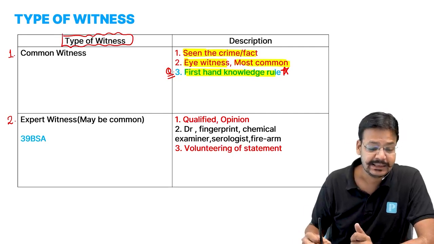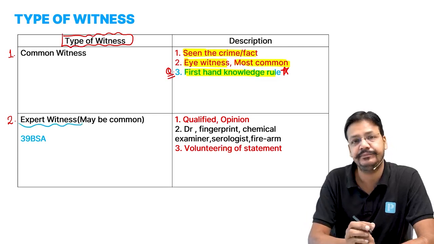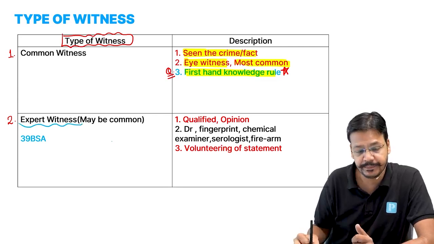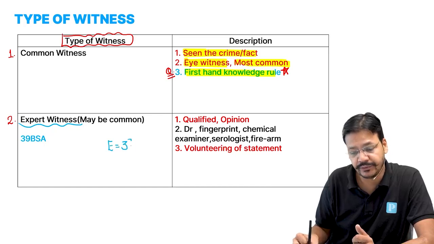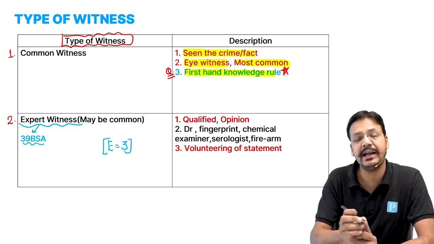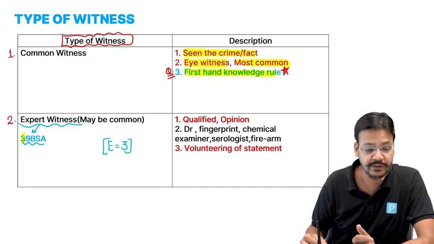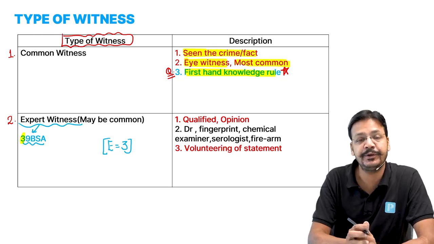But sir, the second is a very important one, expert witness. And my dear friend, a very simple trick. E looks like 3, so the section for expert witness is 39 BSA, 39. E looks like 3. So if you get a question, what is the section for expert witness? That is 39 BSA.